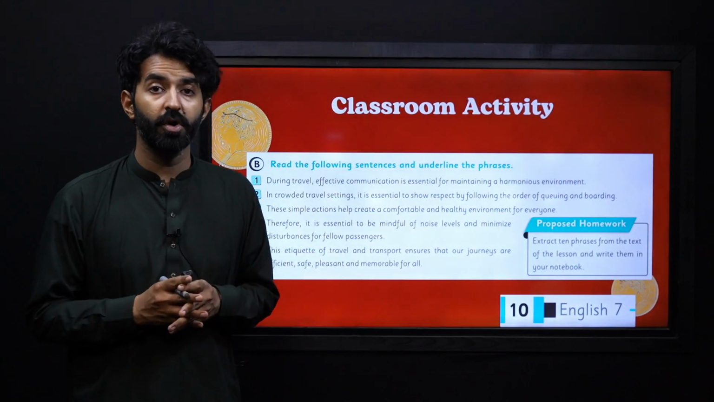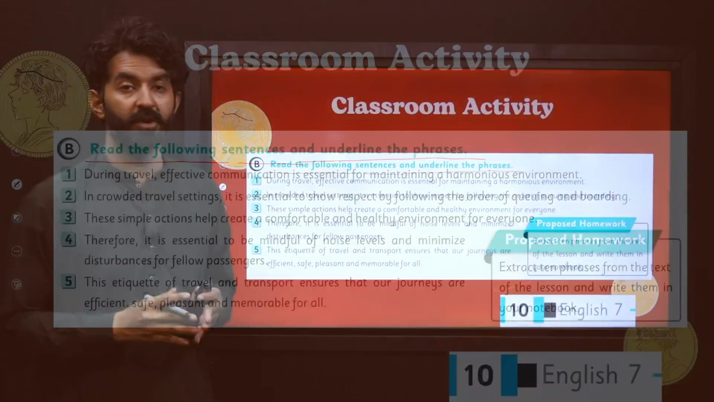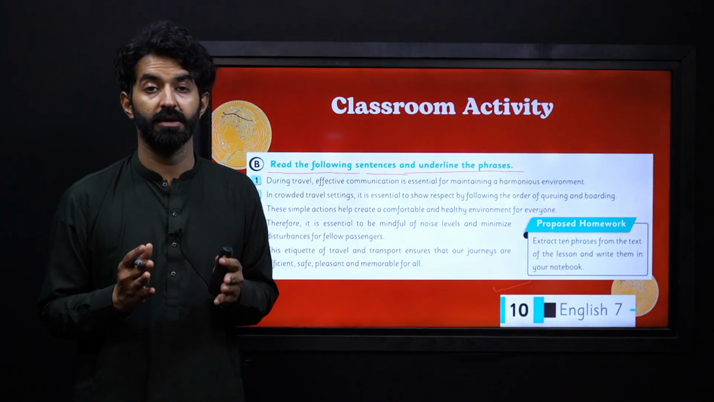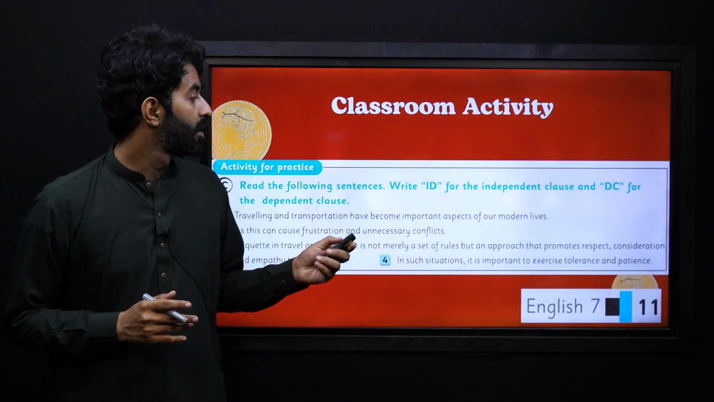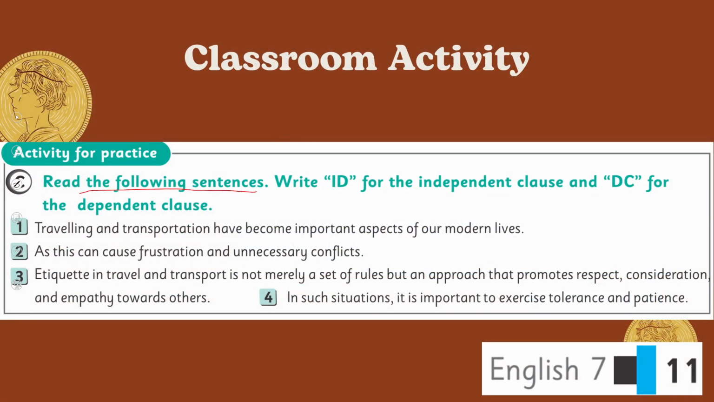Now, for your classroom activity, we have a chunk from page number 10. This activity goes like this: read the following sentences and underline the phrases. So these are the sentences and you have to read them and underline the phrases that you find in the sentence. Here we have another one. Read the following sentences, write ID for the independent clause and DC for the dependent clause.